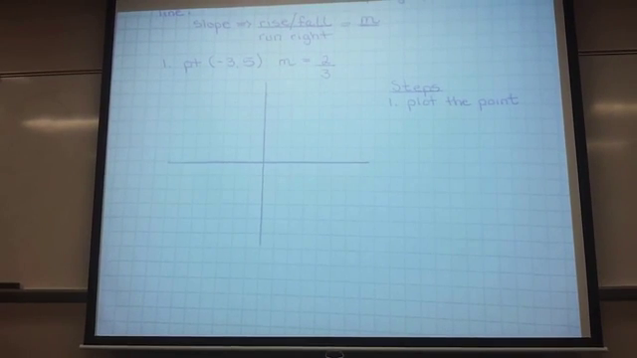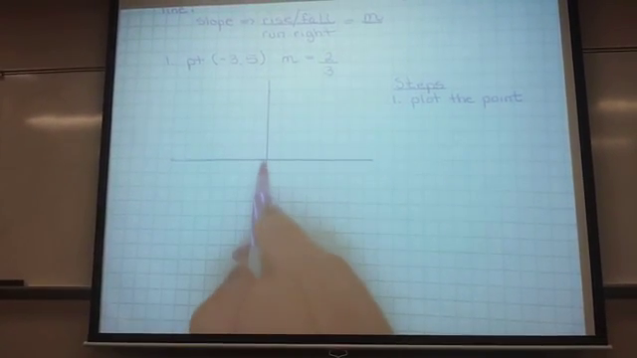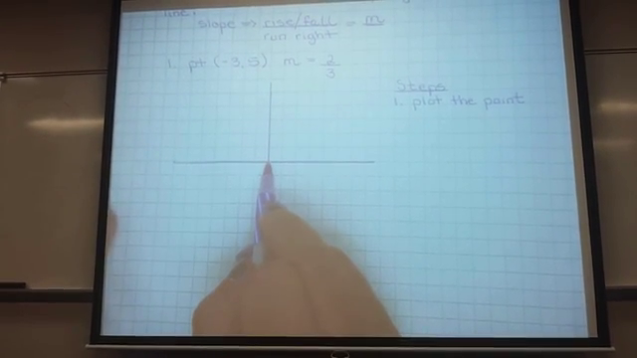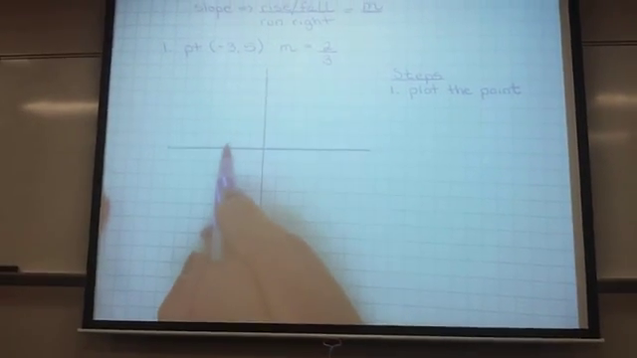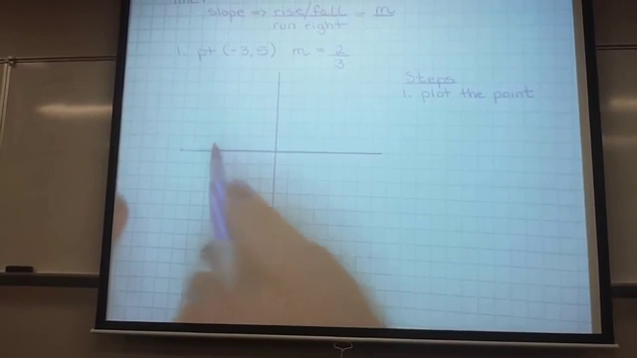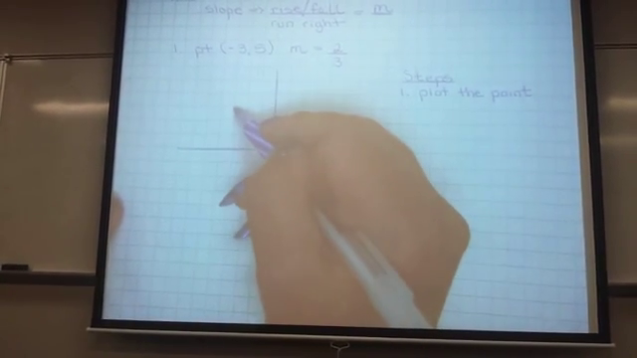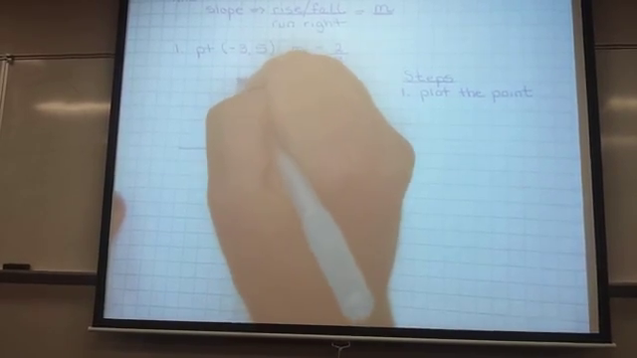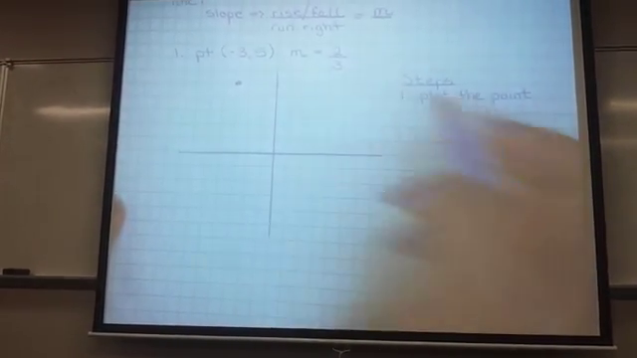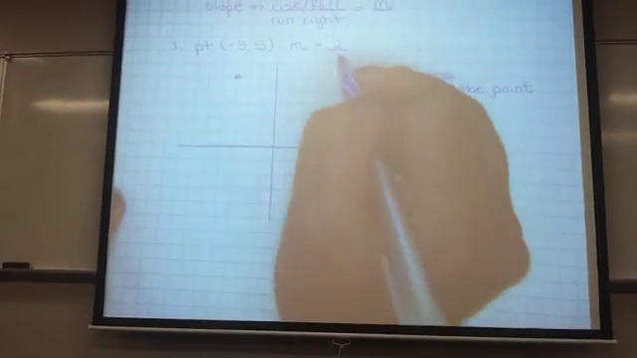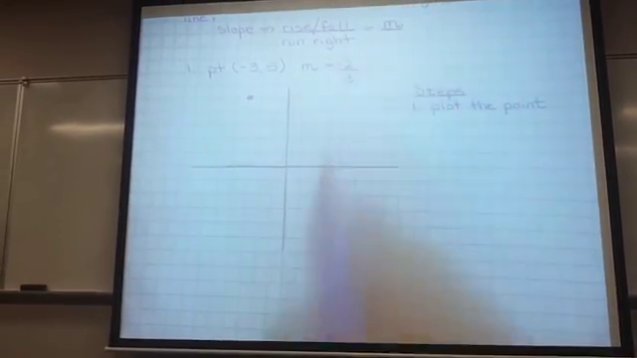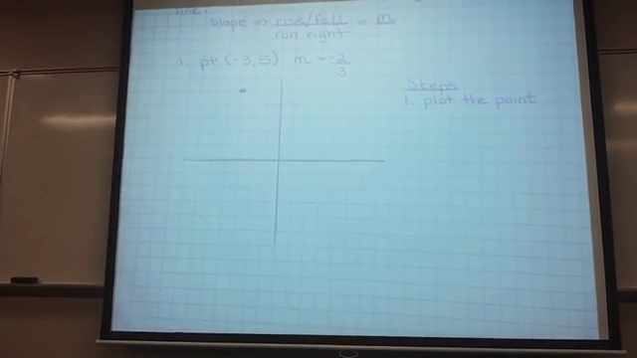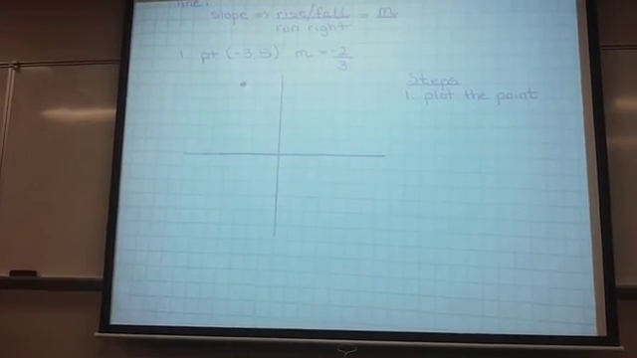If I was plotting the point, I'm going to start in the middle. What does the -3 tell you to do? Go to the left. And then the 5? Up 5. What I'm going to do, just because I don't have enough room, with that slope that we wrote, 2/3, put a negative with the 2. That way I'll have some room on my picture. Okay, so that was step 1, plot the point.